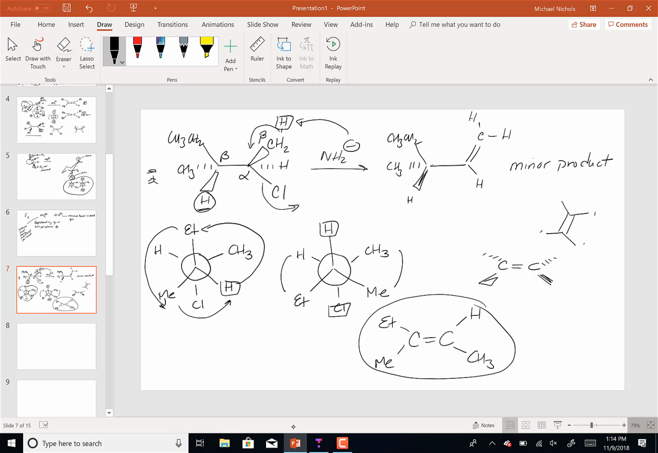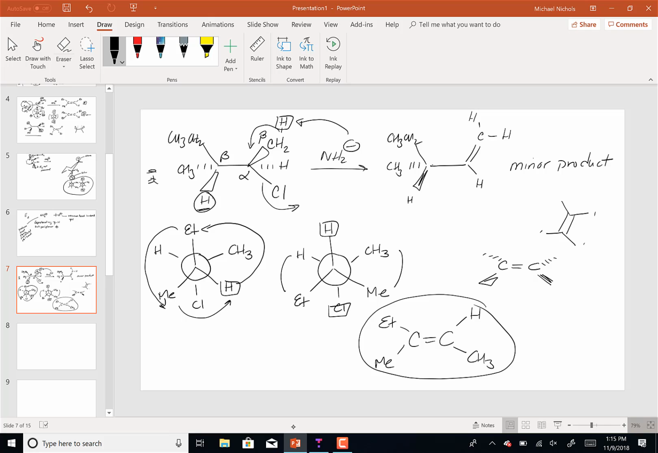So the front carbon became the left, the back carbon became the right. The 2 methyl groups are cis, and then the ethyl and the hydrogen are cis because they're on that side. So this is the only geometric isomer that would be formed. The one with the ethyl and methyl group cis is not formed. I suppose it's possible, but it's not the major product.